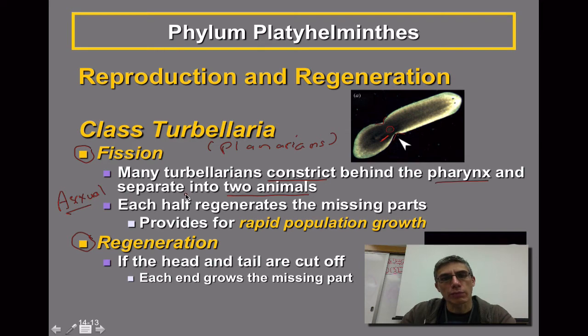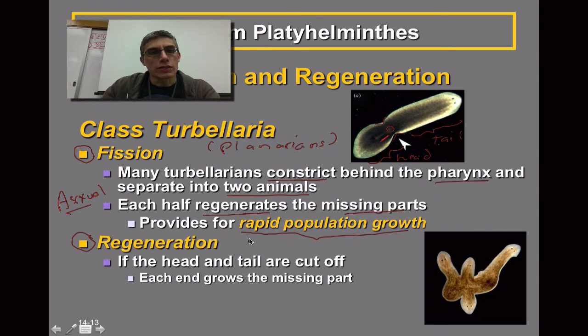Now once the animal has separated, each half is going to regenerate the missing part. And so what that means basically is that you have this top portion right here that is going to be missing a tail, so it's going to regenerate that tail. And you have the bottom portion here that's going to be missing the head, and so it's going to regenerate the head region of that animal. Now this is going to provide for very rapid growth in populations.